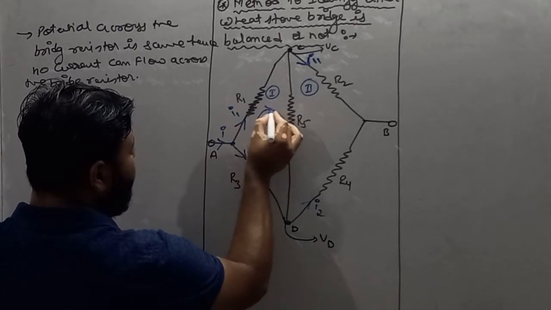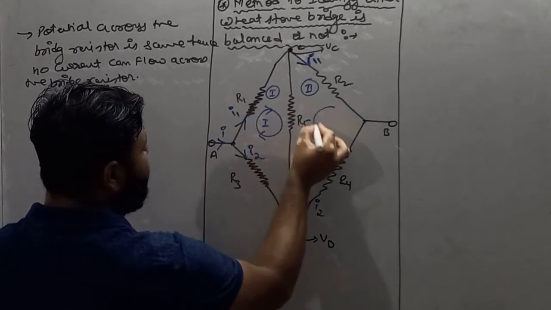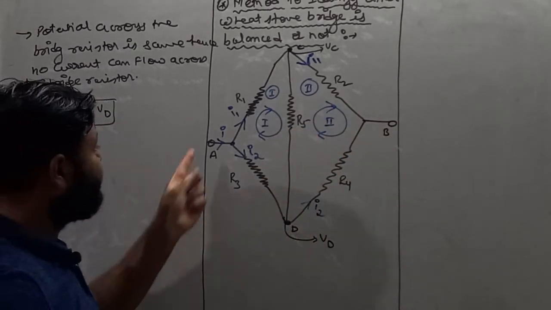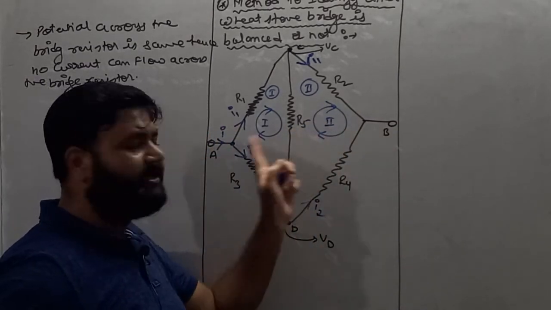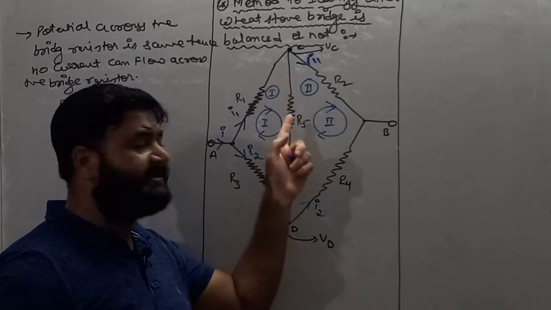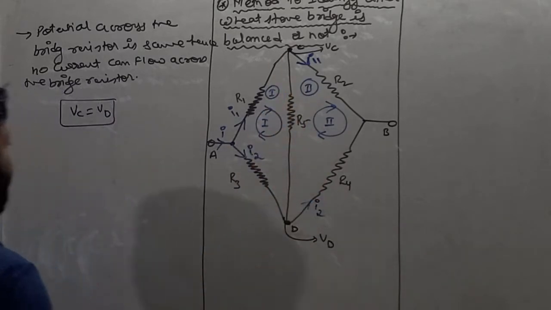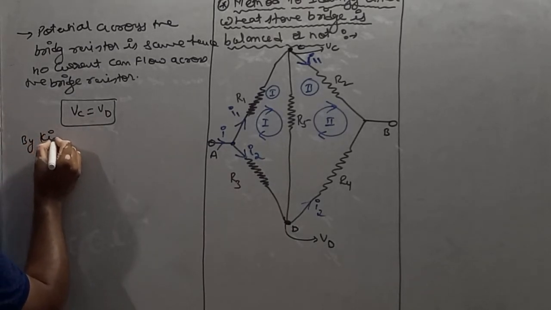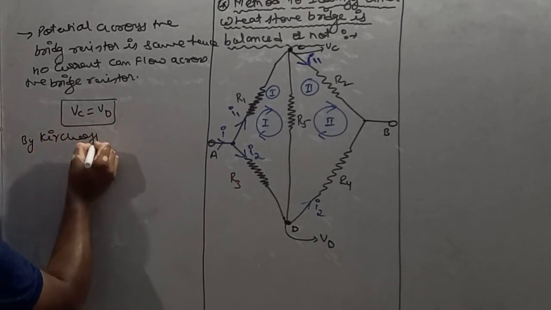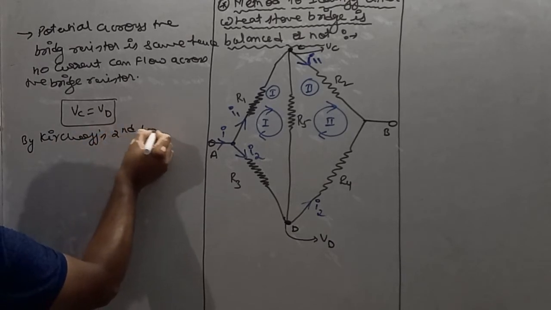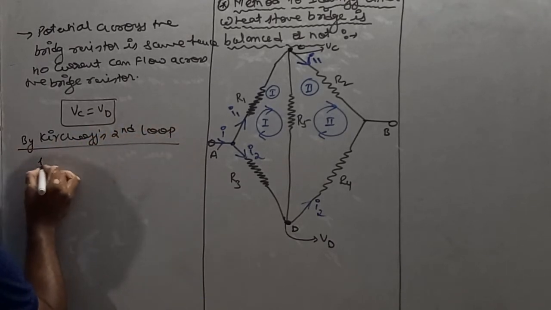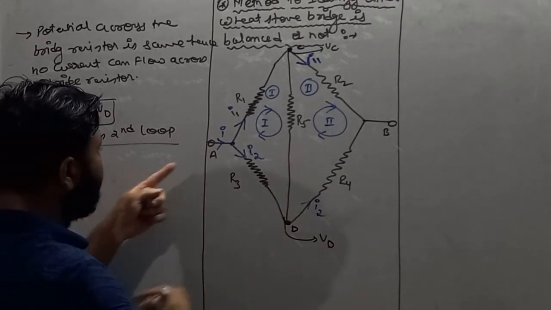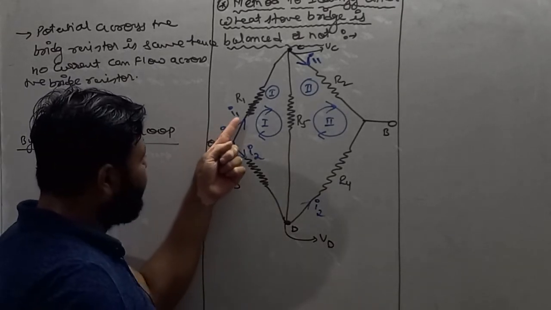I am making one loop. This is our first loop and this is our second loop. So my dear student, I am applying Kirchhoff's second law on both the loops. I'll distribute this circuit into two parts. So see here, by Kirchhoff's second law, I am applying Kirchhoff's second law in the first loop. So see, from here let's move. I am moving in this direction.